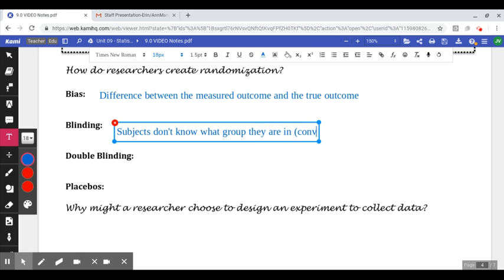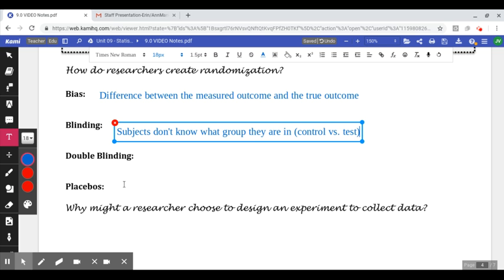So that would be control versus getting the treatment there. So in that case, you would be in the test group. I think we use the word test group, or some people use the word treatment here. So we could say control versus test groups. You don't know whether you're getting the thing or not.